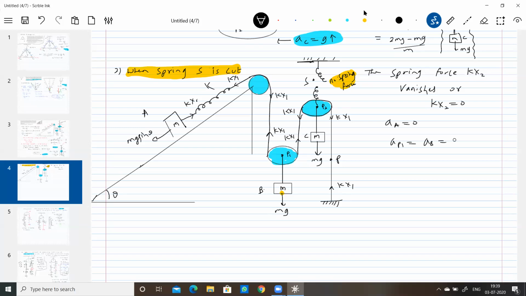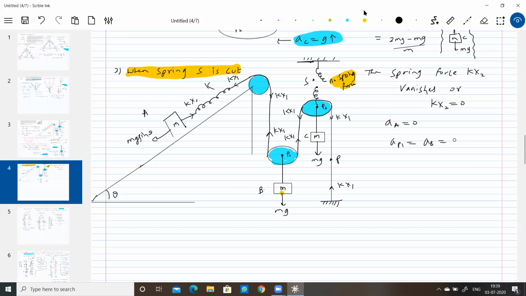Let's come to block C. Earlier what happened, the kx2 was acting, kx2 was balancing kx1 and mg, no? Now that balancing force kx2 is not there. So what is the net force on the pulley and the block C? Pulley P2 and block C is downward, no? And the force acting in the rod will become internal.